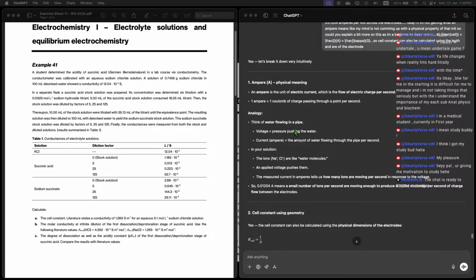Analogy, think of water flowing in a pipe. Voltage is the pressure pushing the water. Current, or ampere, is the amount of water. Okay. So the ions are like water molecules, and the applied voltage pushes them. The measured current in amperes tells us how many ions are moving per second in response to the voltage. So 0.01204 ampere means a small number of ions per second are moving, enough to produce this amount of coulomb per second of charge flow between the electrodes.